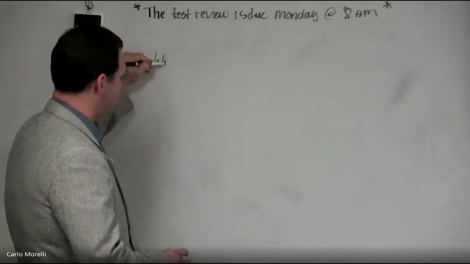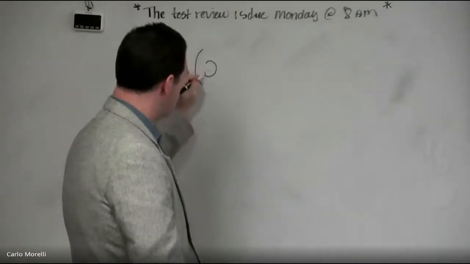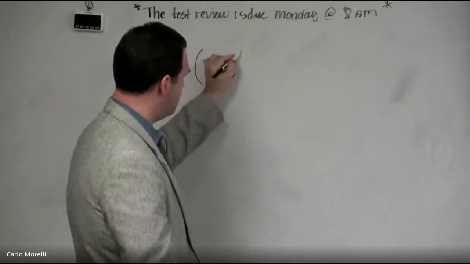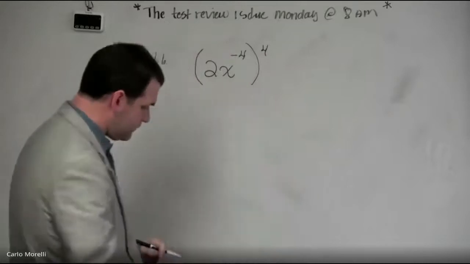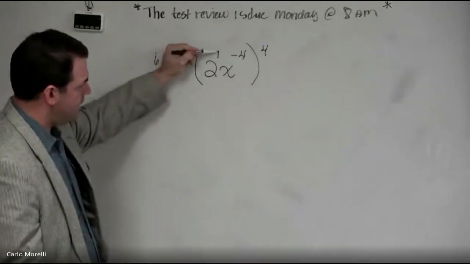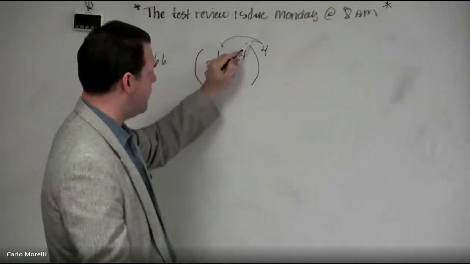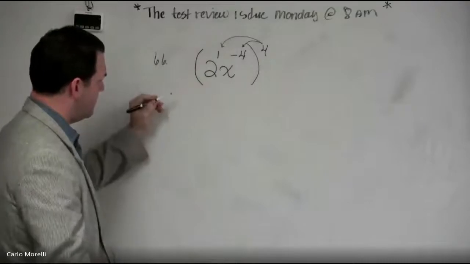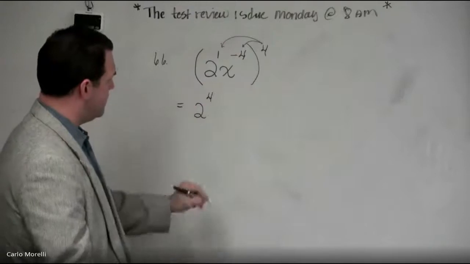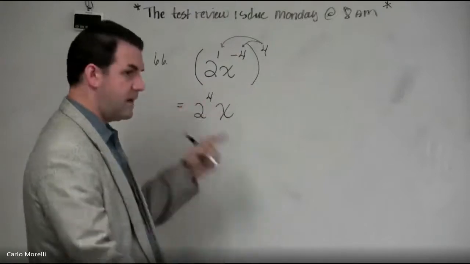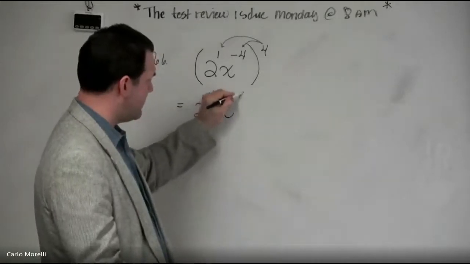Now we're on number 66. We have 2x to the negative 4th power, raised to the 4th power. So once again, we have to write in that exponent of 1 and then distribute, multiply this 4 to both of these terms. So that's going to give us 2 to the 4th power times x to the negative 4 times positive 4, which gives us negative 16.